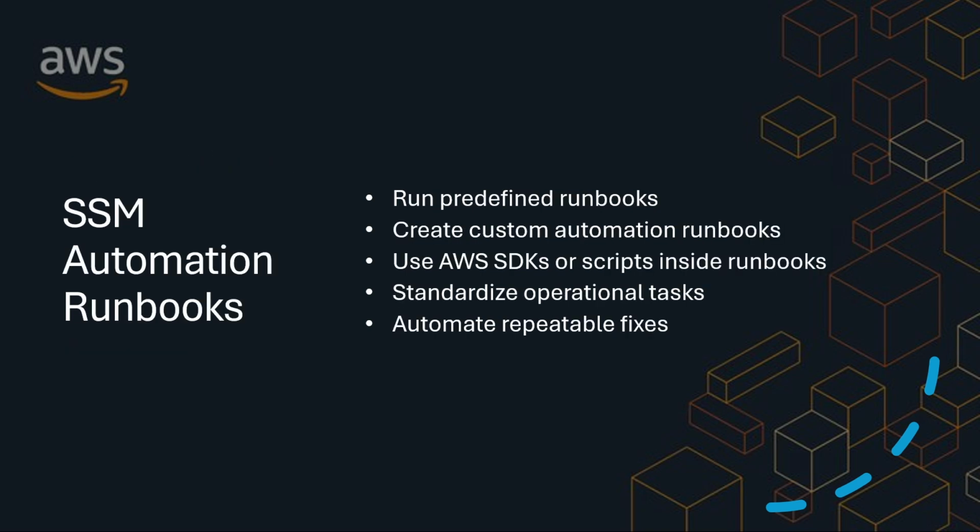Systems Manager Automation runbooks are made for repeatable operational tasks. AWS highlights both the predefined runbooks and the custom runbooks, sometimes using the SDKs or scripts. The key idea is once you identify a common issue, you convert the fix into a runbook so it becomes consistent and fast.